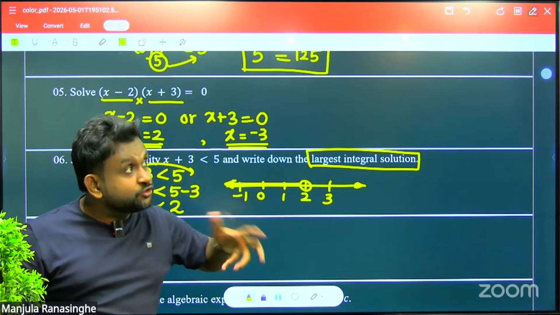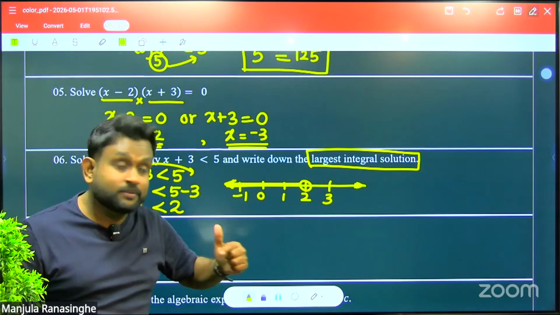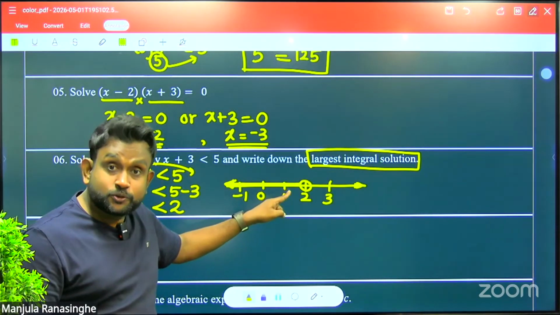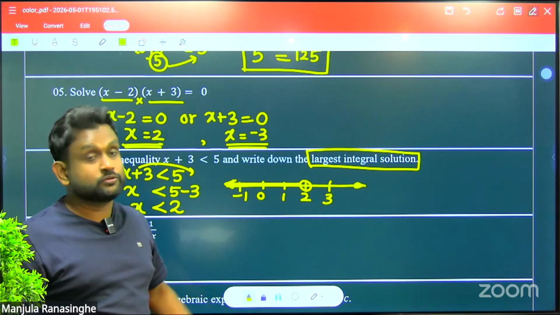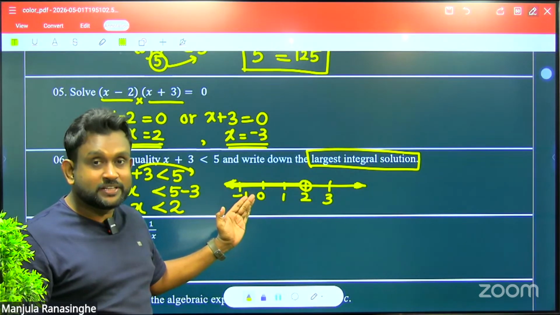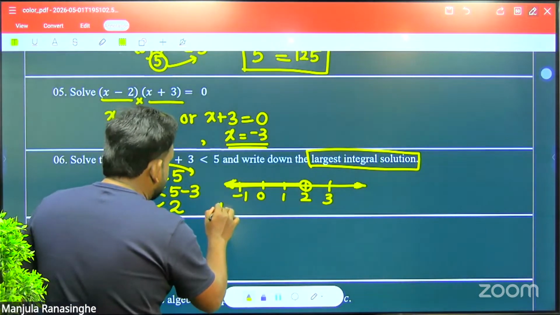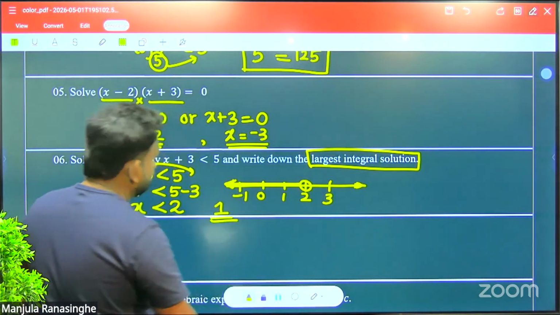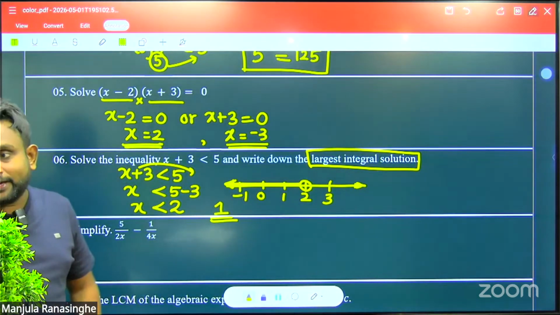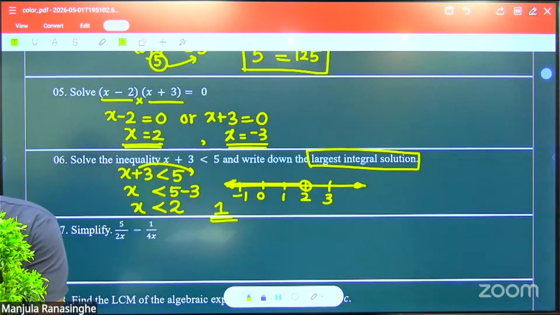Negative 1. These are integral whole numbers, but the maximum whole number after 2 is 1 because it is on the left side of 2, lower than 2. The first integral is 1. Then your answer should be 1. So you underline 1. That's the largest integral solution. Okay.